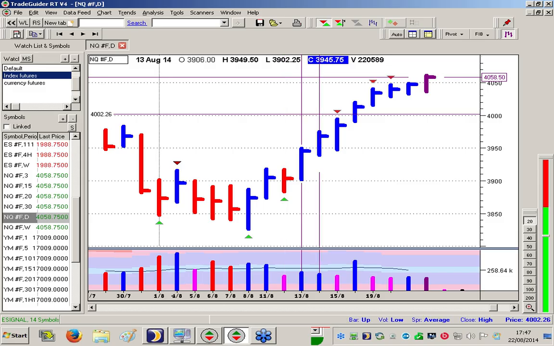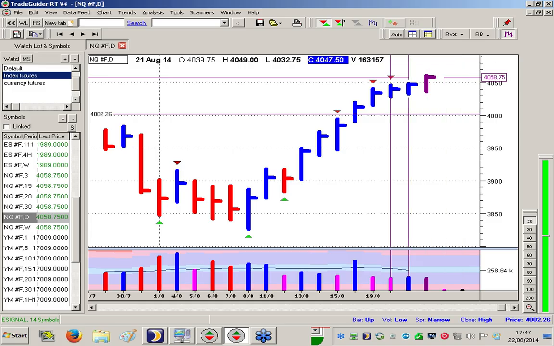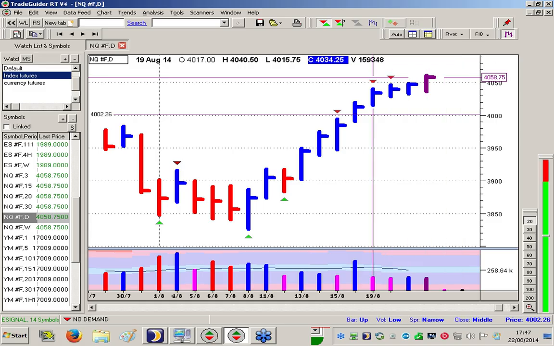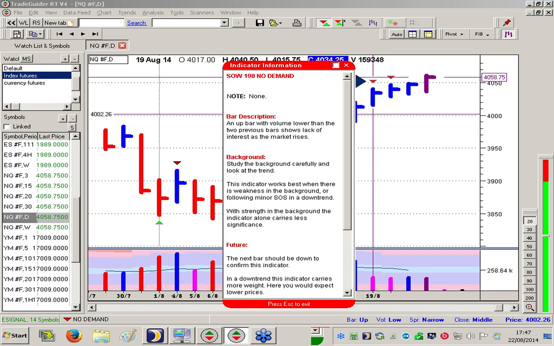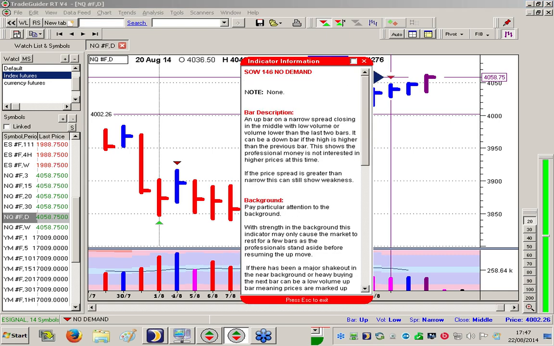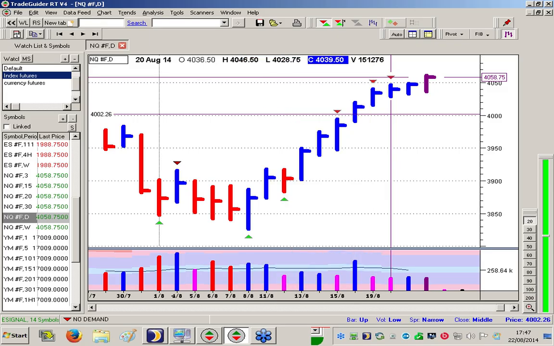So up it goes. All right, but as you get up here, we notice there's a lot of no demand up here. So we have to be careful here. There's a lot of no demand. That's of course why they shook the market out. Right? They can see that. Now tell me, are there any questions about this particular chart?